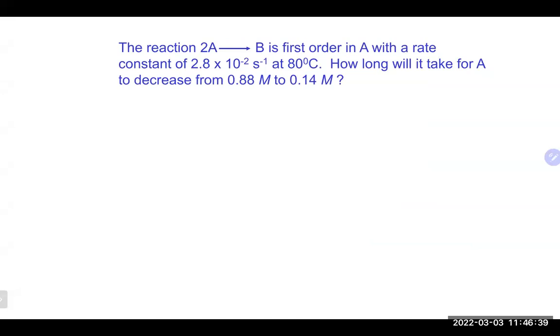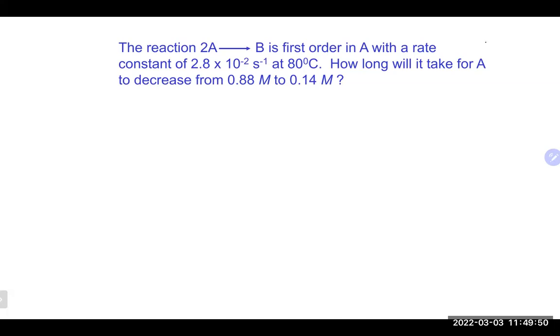We have a reaction that is first order, has a rate constant of 2.8 times 10 to the minus 2 reciprocal seconds. How long will it take for A to go from 0.88 to 0.14? So see what you come up with. Okay, let's take a look.